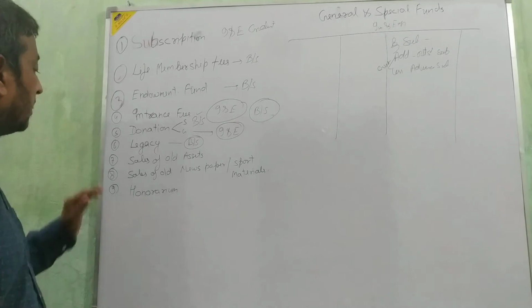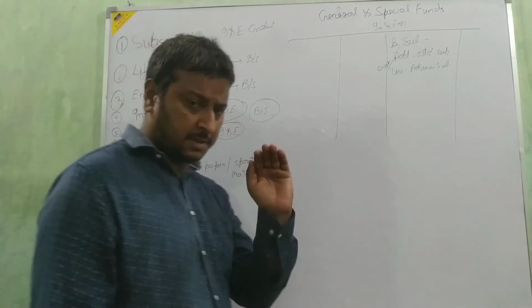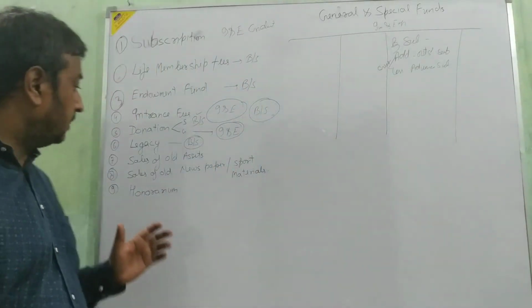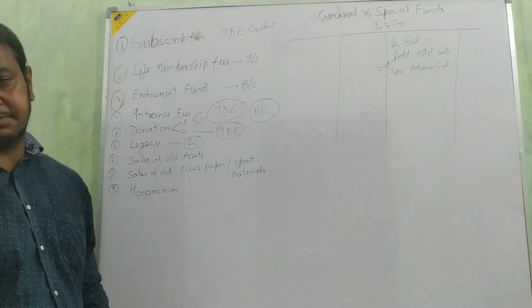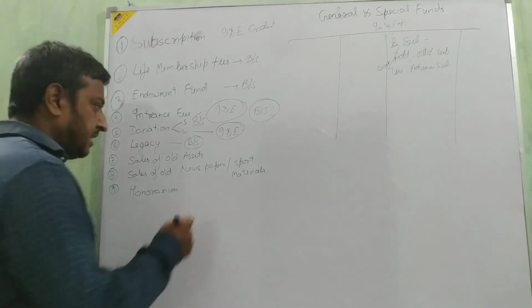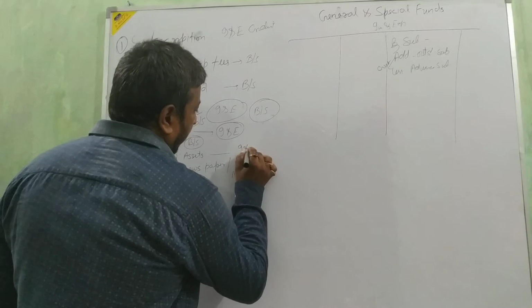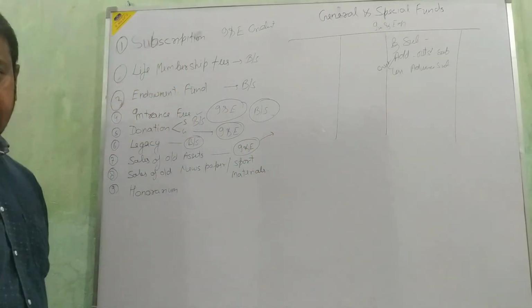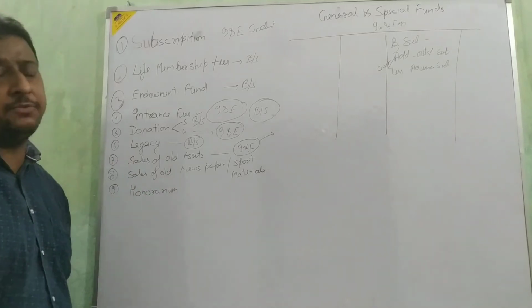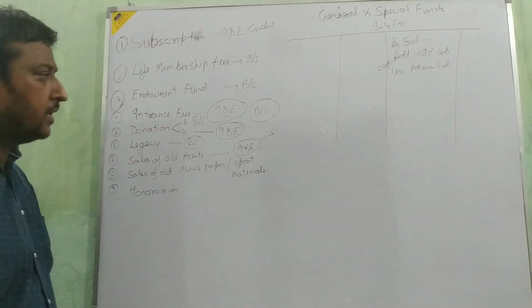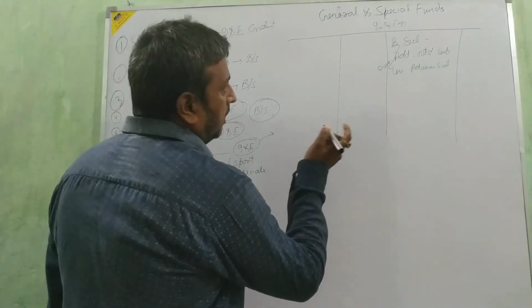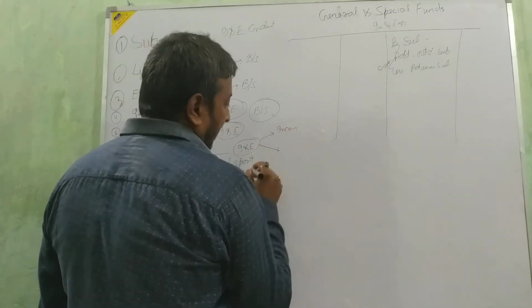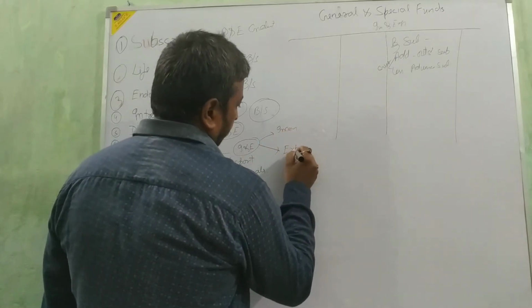Now we are going to the sale of old assets. Here there is an important point. If by selling old assets you receive income, it surely and certainly goes in the income and expenditure account, beta. The income received by the sale of assets is shown on the income side, but a loss goes on the expense side. Okay, beta?